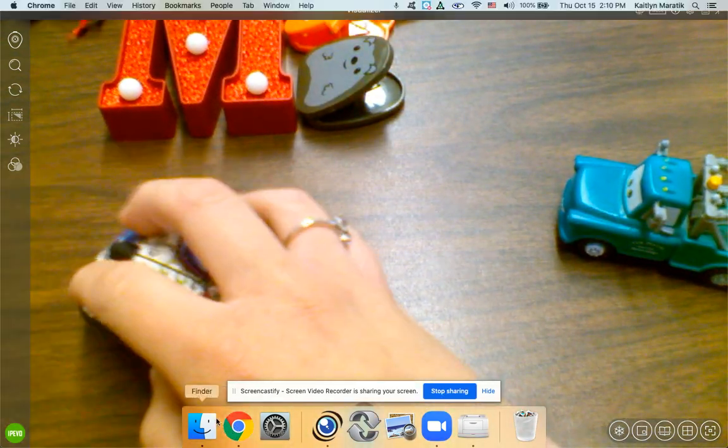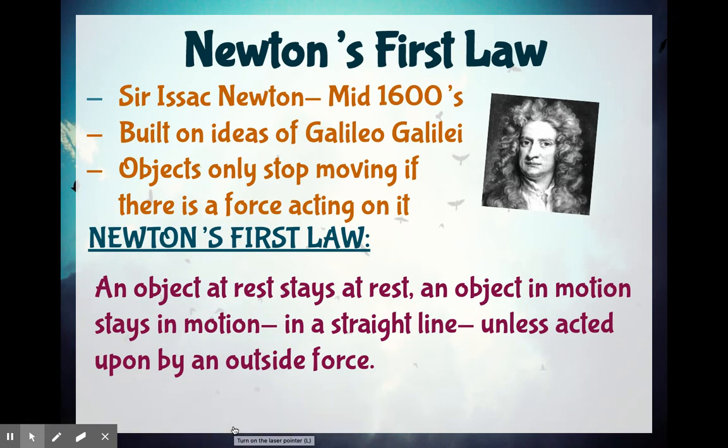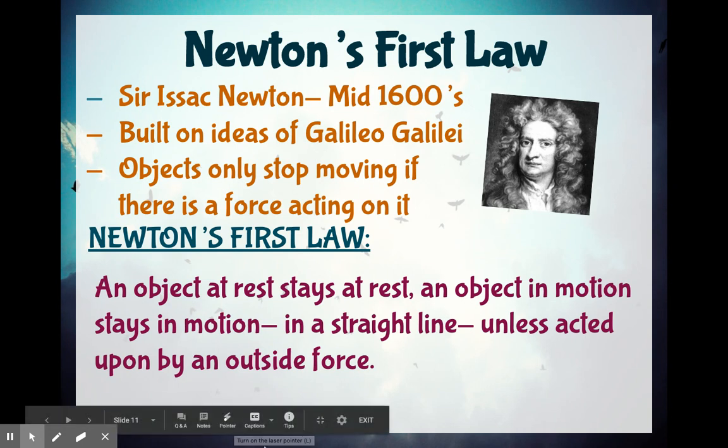That is our first law of motion. It seems really simple. Yes, it's a little wordy, but it is that simple. An object at rest stays at rest. An object in motion stays in motion and in a straight line unless there's an outside force.